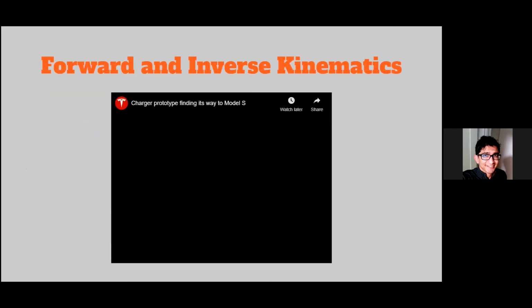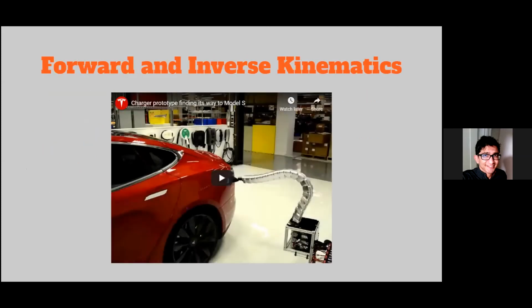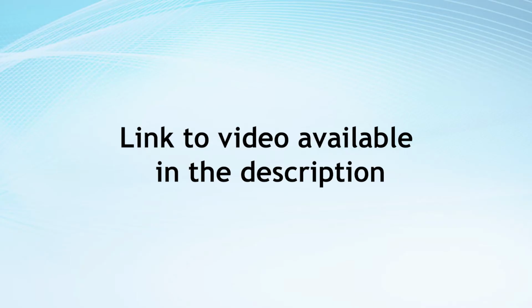Okay, so before talking about the 2 different types of kinematics, which are forward and inverse kinematics, I'll just play a small video of a Tesla robot charger.